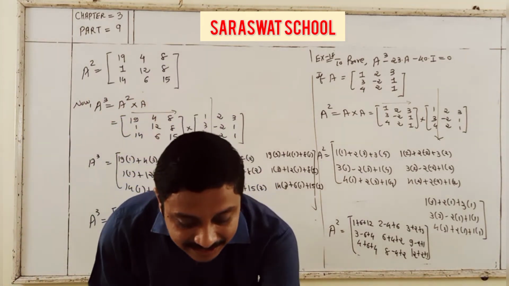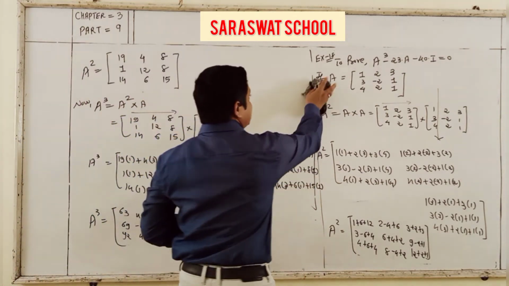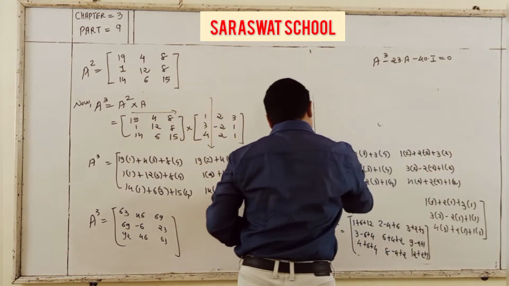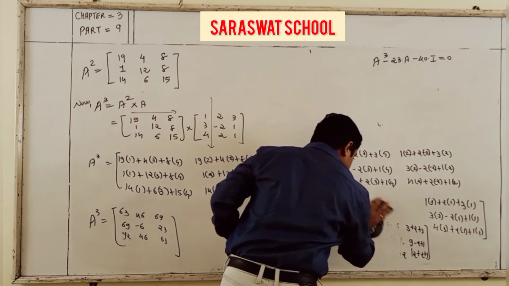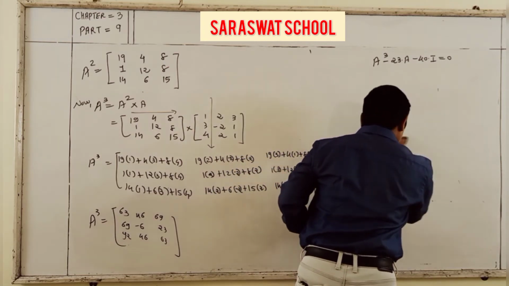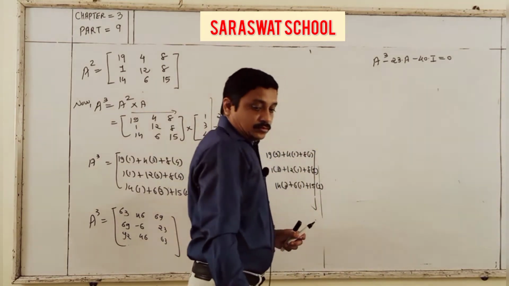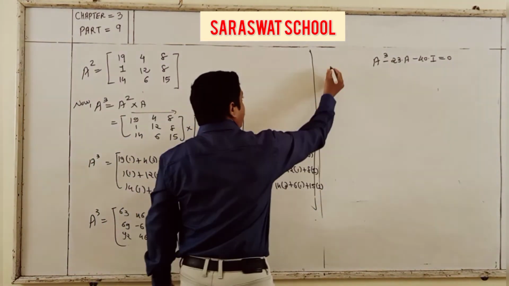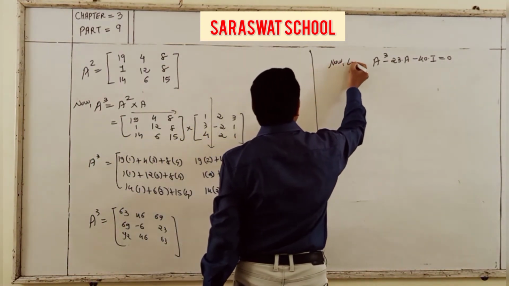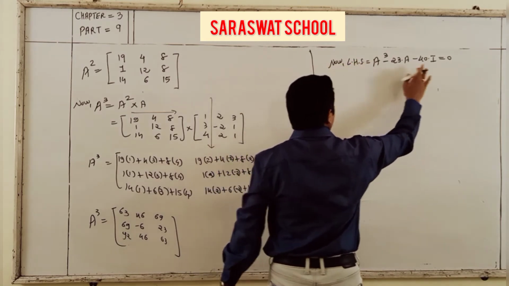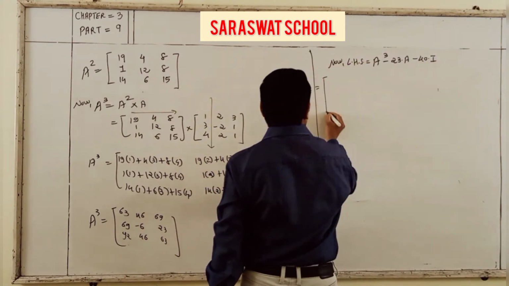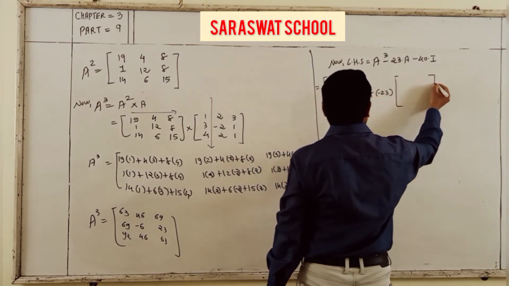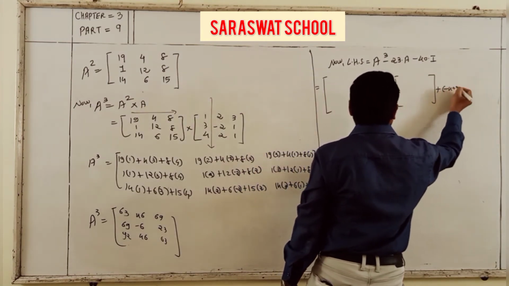Now I will start my LHS part. This is your LHS, and you prove your answer is the zero matrix. These are directly written, students. Now I am going ahead with LHS: A cube minus, so A cube put here, plus of minus 23 A, plus of minus 40 I put it.